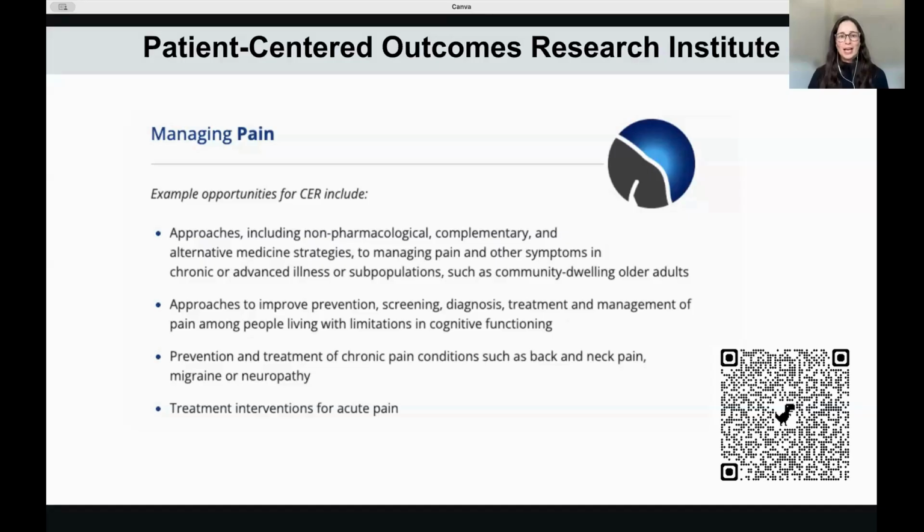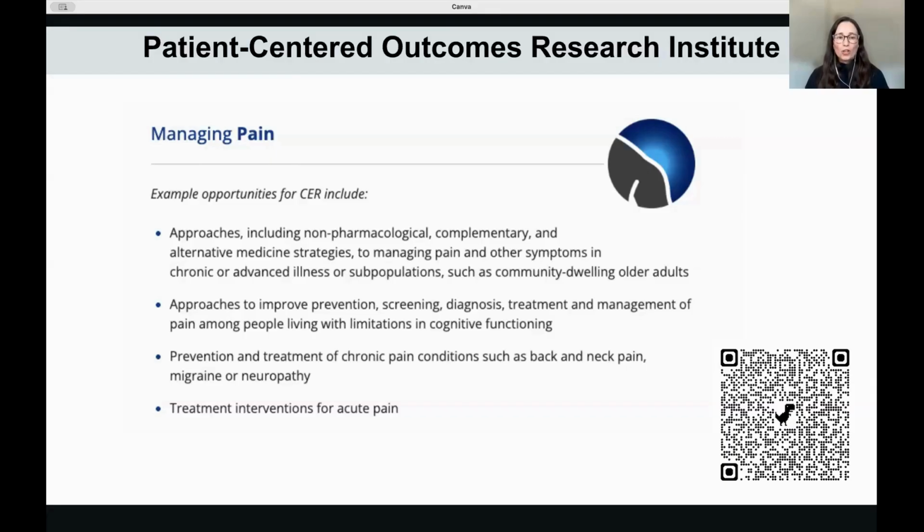So that just means having people from the community that the research is affecting being a part of the research as partners. They want to look at approaches like non-drug or those more sorts of complementary and alternative medicine approaches, so things like acupuncture or Tai Chi, to how they can help manage pain and other symptoms in people who have chronic health conditions.